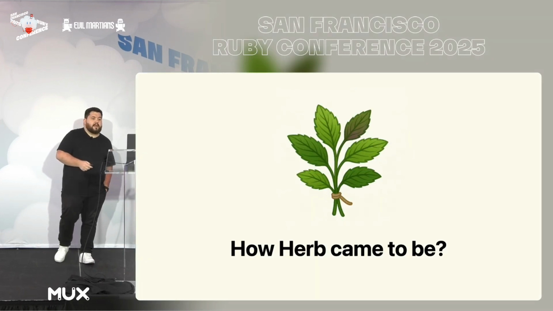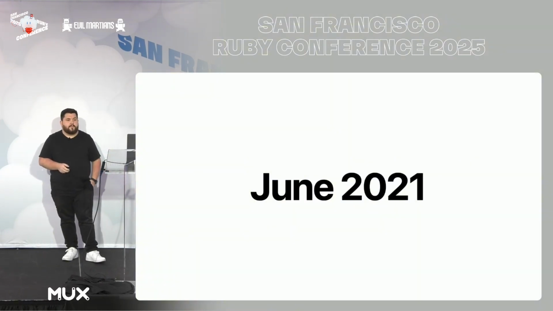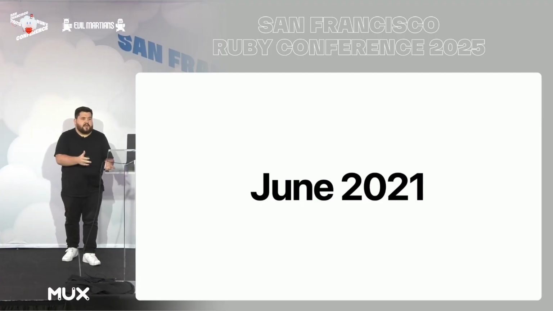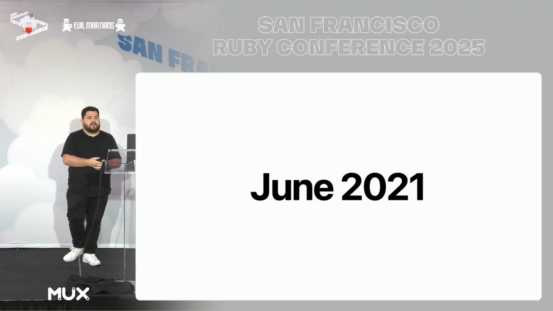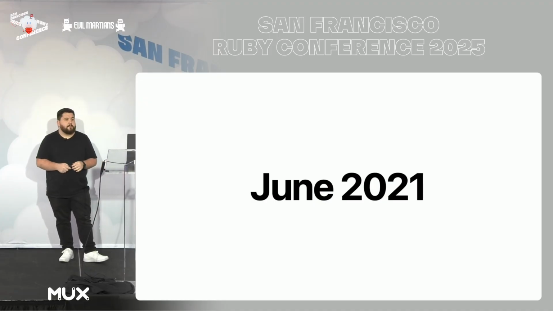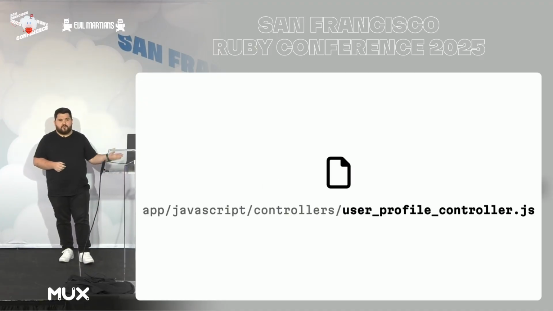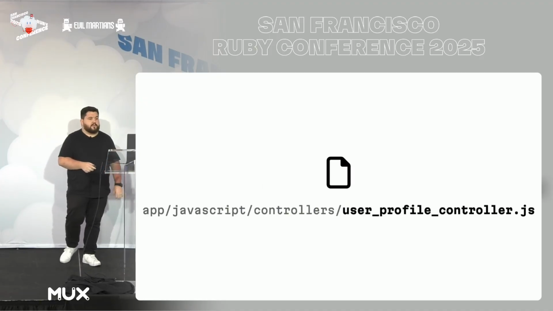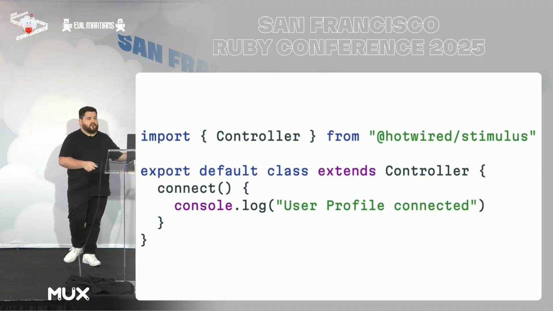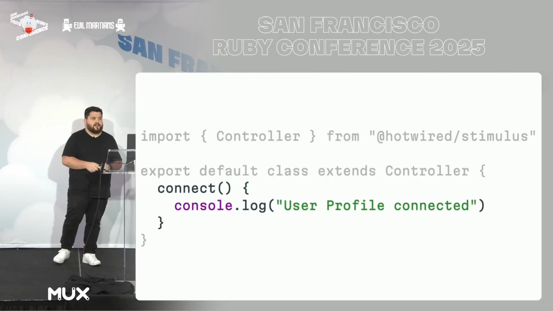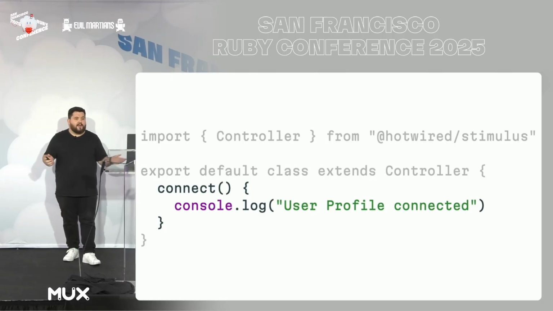So yeah, it kind of started a few years ago when I was working on Stimulus stuff. I was frustrated by the experience of Stimulus, how it doesn't tell you anything about what's wrong. So let's say you have this controller, it's a user profile controller, this lives in your regular app, how it is today. Now, this is a simple controller, it has just a connect function and a console log in it to say something when it's connected.